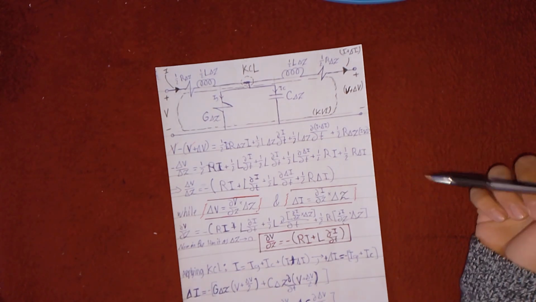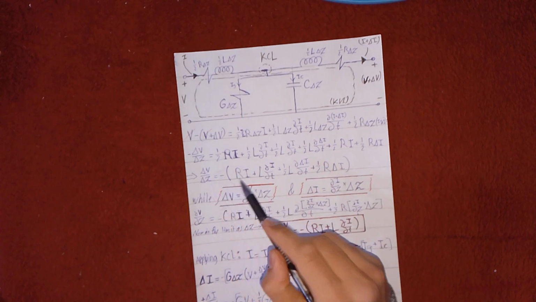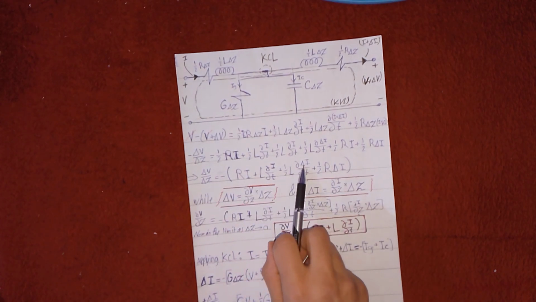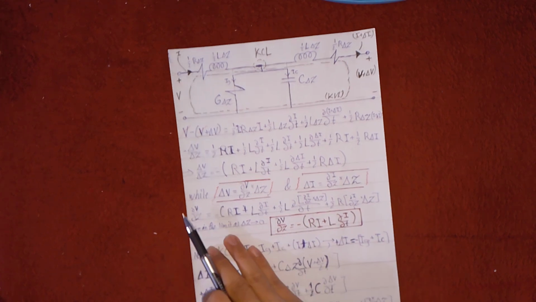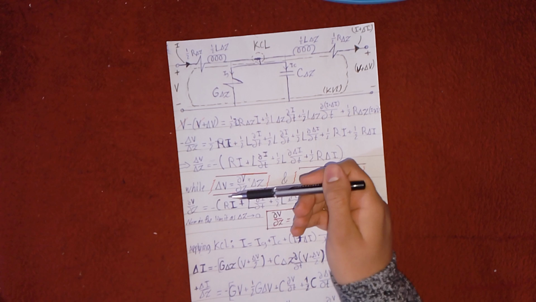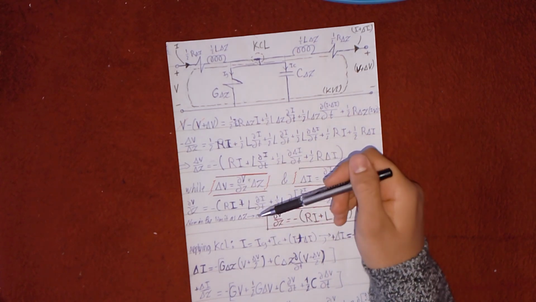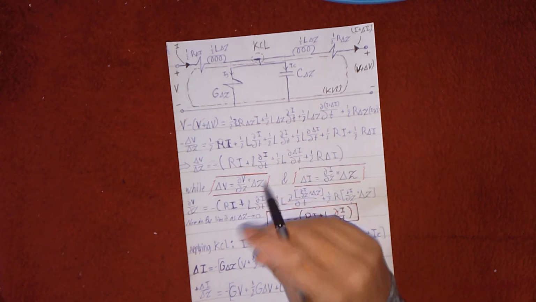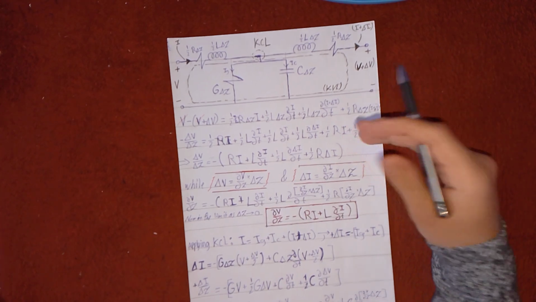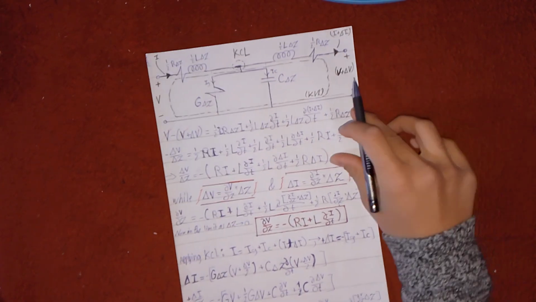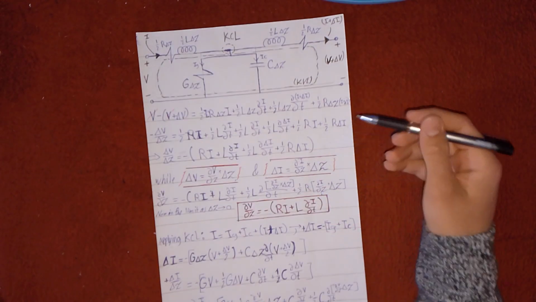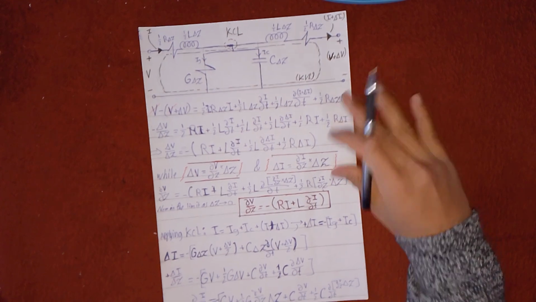Simplifying it more, we get this. Delta V over delta Z equals negative Ri plus L partial I partial t plus half L partial delta I partial t plus half R delta I. Now the incremental voltage is equal to the rate of change of the voltage with respect to the distance times the incremental distance. Also, the incremental current is equal to the rate of change of the current with respect to the distance times the incremental distance.